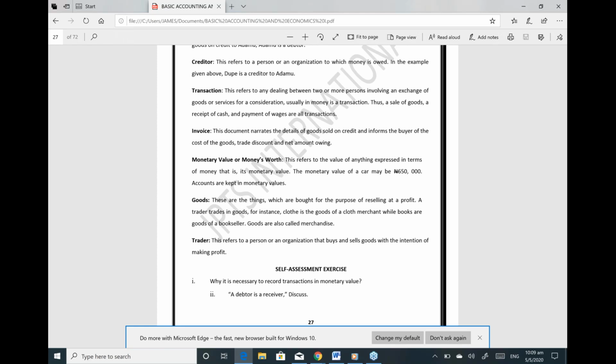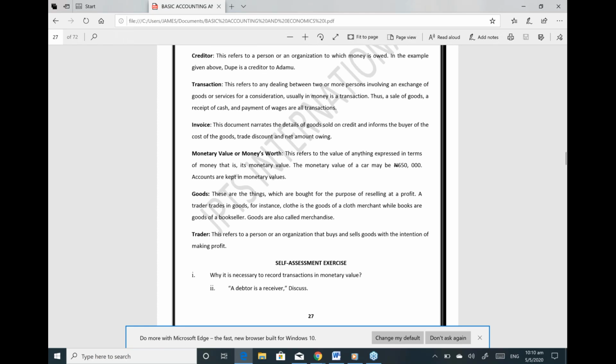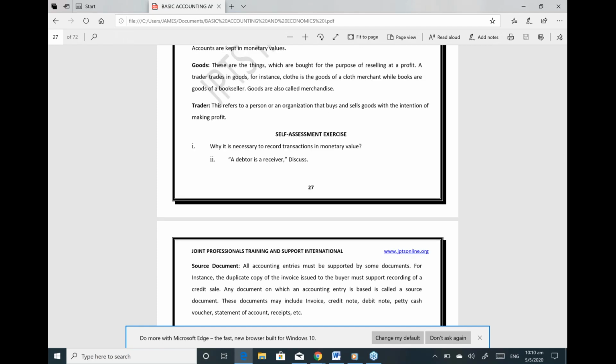For instance, clothes is the goods of a clothes merchant, while books are goods of a bookseller. Goods are also called merchandise. Then trade. We have the trader. This refers to a person or an organization that buys and sells goods with the intention of making a profit. So if you're a trader, what you are doing, you buy goods to satisfy the needs of the people. Then from there, you now begin to make profit.